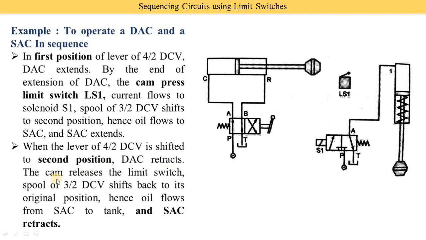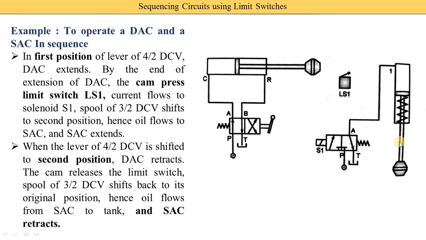The cam releases the limit switch and the spool of the 3/2 DCV shifts back to its original position. Here you see that in the 3/2 DCV a spring return type is provided. When the cam releases the limit switch, the directional control valve of the single acting cylinder shifts back to its original position due to this spring force. Hence oil flows from the single acting cylinder to the tank and the single acting cylinder retracts. So this diagram is drawn for the retraction.